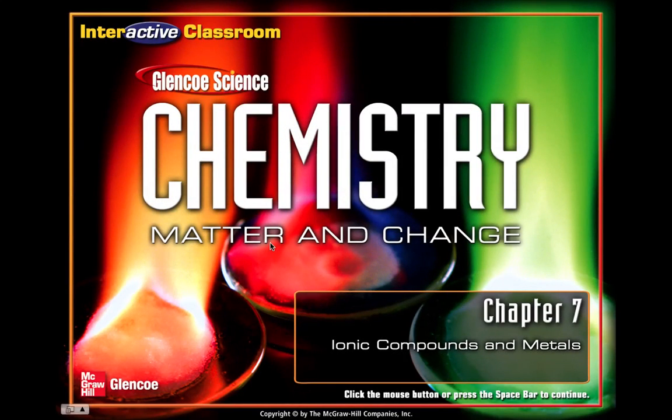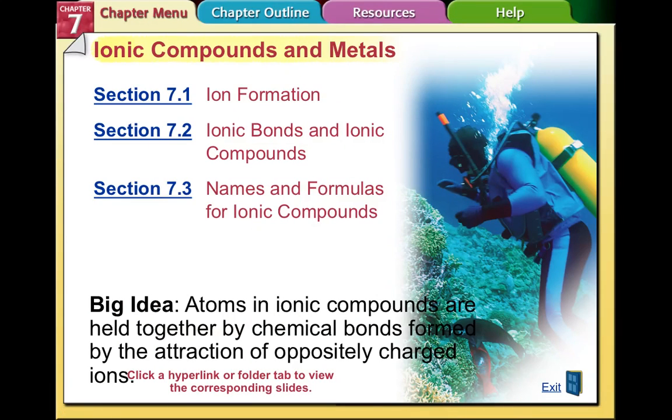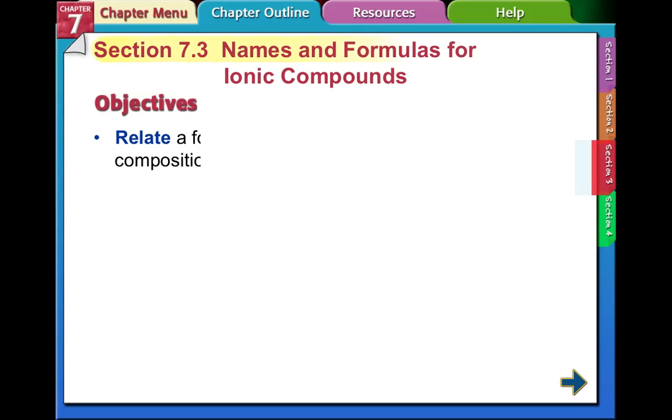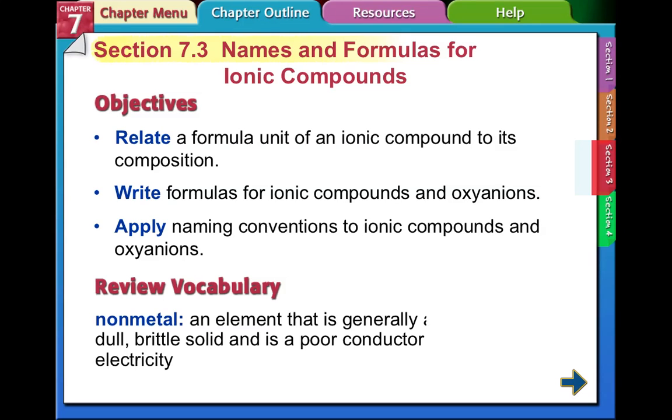We are on Chapter 7, Section 3, still talking about ionic compounds, but we are going to name those compounds and write those formulas for the ionic compounds. Okay, so the objectives for this section: relate a formula unit of an ionic compound to its composition, write formulas for ionic compounds and oxyanions, write naming conventions, apply naming conventions to ionic compounds and oxyanions.